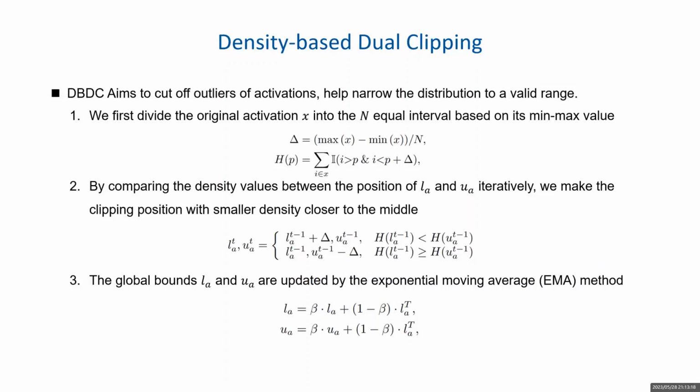For density-based dual clipping, we first divide the original activation into unequal intervals based on its min-max value. By comparing the density value between the positions of the lower bound and upper bound iteratively, we make the clipping position with smaller density close to the middle. Finally, the global bounds are updated by the exponential moving average method. With the DBDC, we can cut off outliers of activations and help narrow the distribution to a valid range.